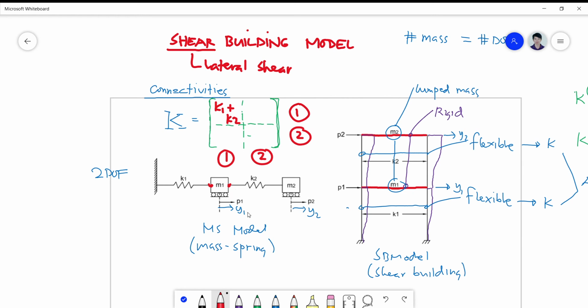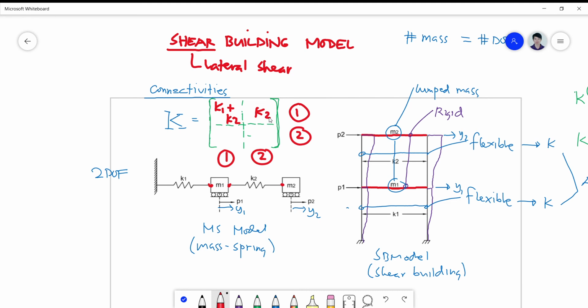In 1, 2, okay, in 1, 2 connectivity, you will notice that, okay, this is now your coordinate 1, 2, row 1, column 2. The connection, okay, between 1 and 2 is only defined by one spring, and that is K2.